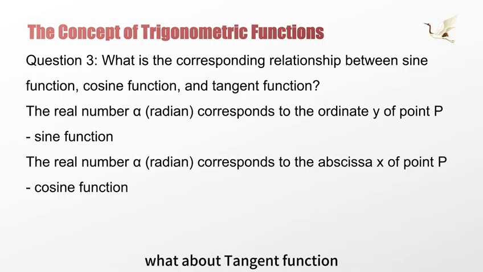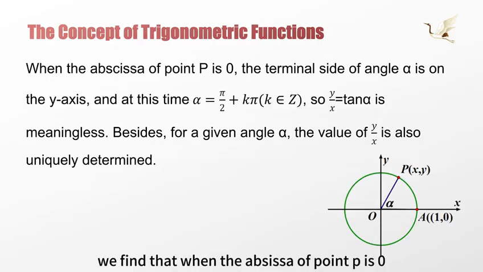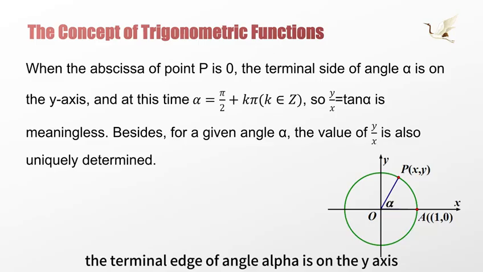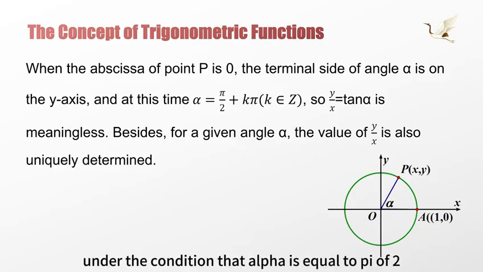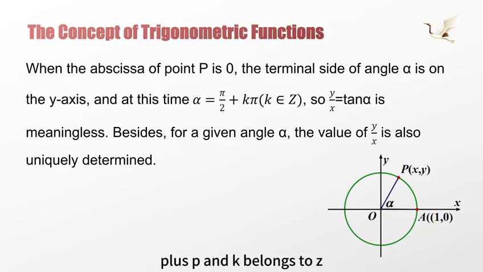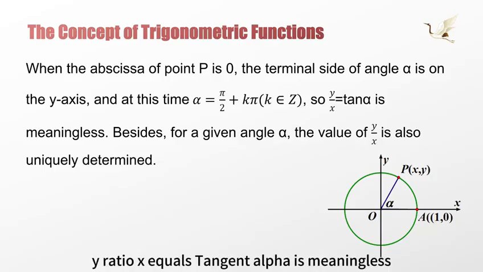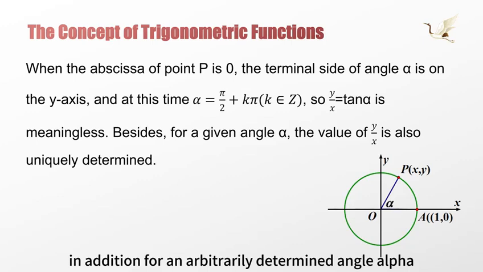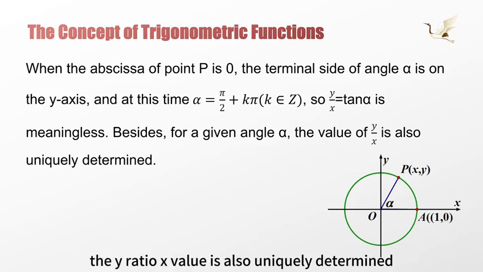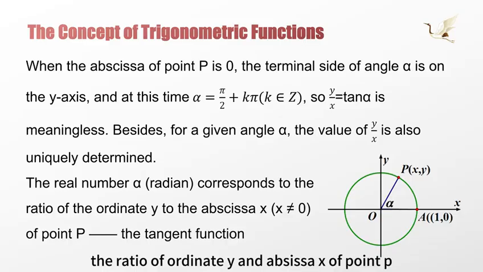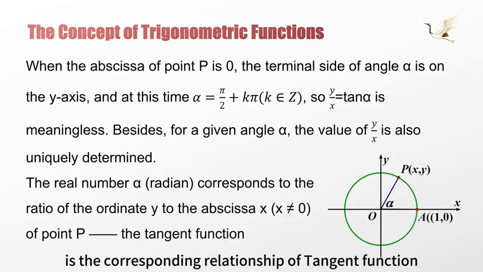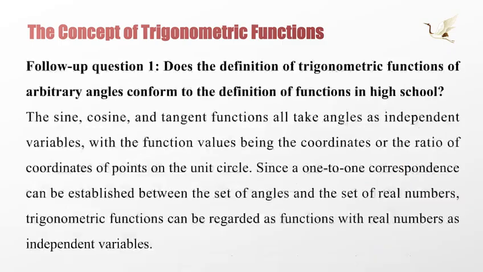What about the tangent function? We find that when the abscissa of point P is 0, the terminal edge of angle alpha is on the y-axis. That is, alpha equals pi over 2 plus k pi, where k belongs to Z. Therefore, under the condition that alpha equals pi over 2 plus k pi, y over x equals tangent alpha is meaningless. In addition, for an arbitrarily determined angle alpha, the y over x value is also uniquely determined. Therefore, when x is not equal to 0, the ratio of ordinate y and abscissa x of point P corresponding to real number alpha is the corresponding relationship of the tangent function.